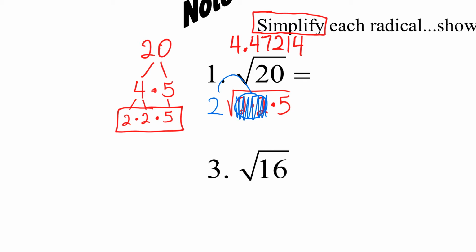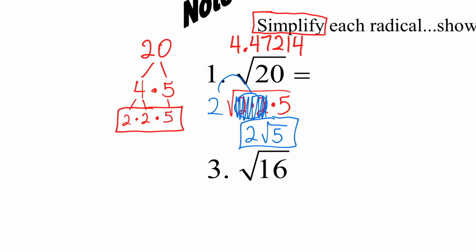So after I do that, the square root of 4 is 2. That goes outside of the square root symbol. Did this 5 have a pair? No. So it stays underneath. And so we end up with this: 2 on the outside and 5 on the inside. So if I were to simplify square root of 20, this is it simplified. 2 square root of 5.